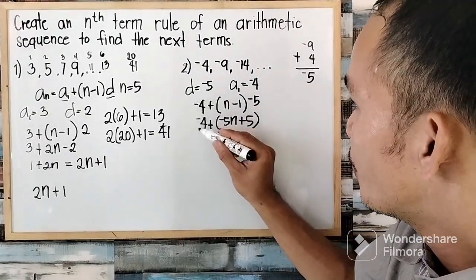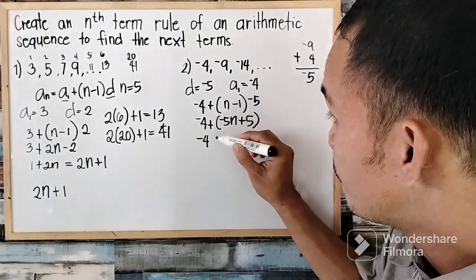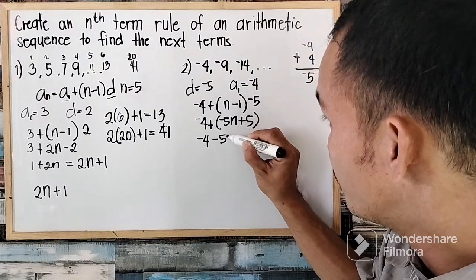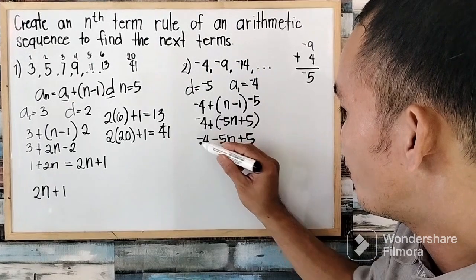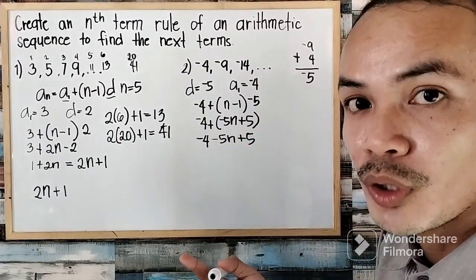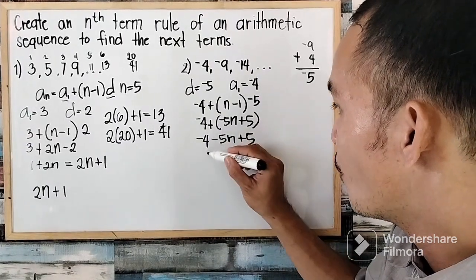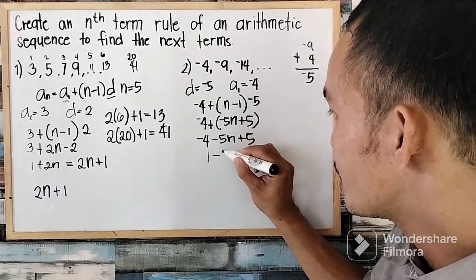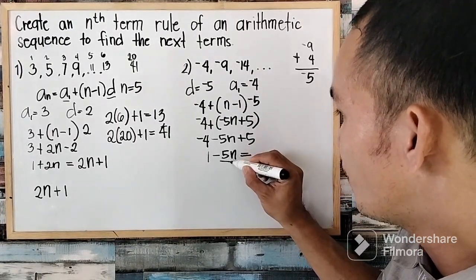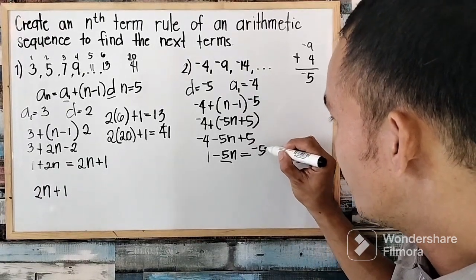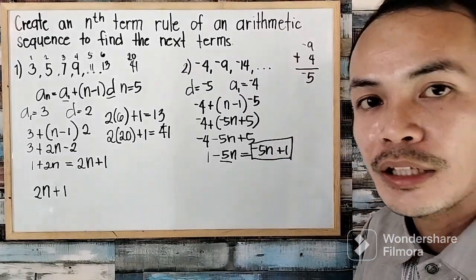Alright? So, we have negative 4. Since negative yung sign natin ng negative 5n, so that becomes minus 5n plus 5. Remember that negative 4 and positive 5 are two the same terms. We have to combine them. So, negative 4 plus 5, that is 1. Then, minus 5n. Or, pwede mo ring uunahin yung negative 5. So, negative 5n plus 1. So, ito na yung n term natin.